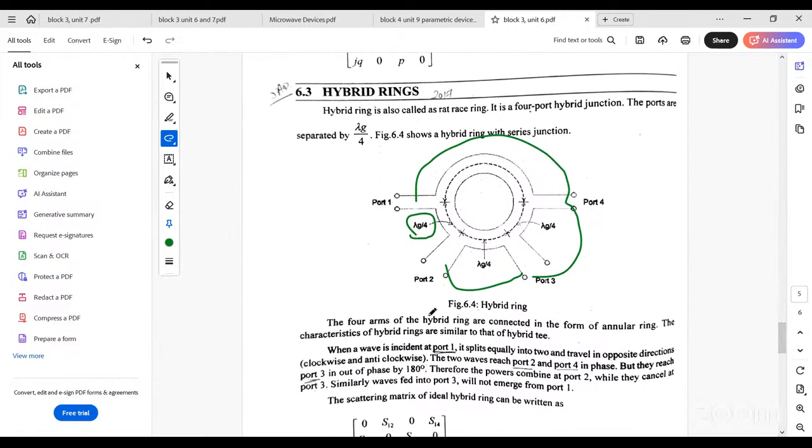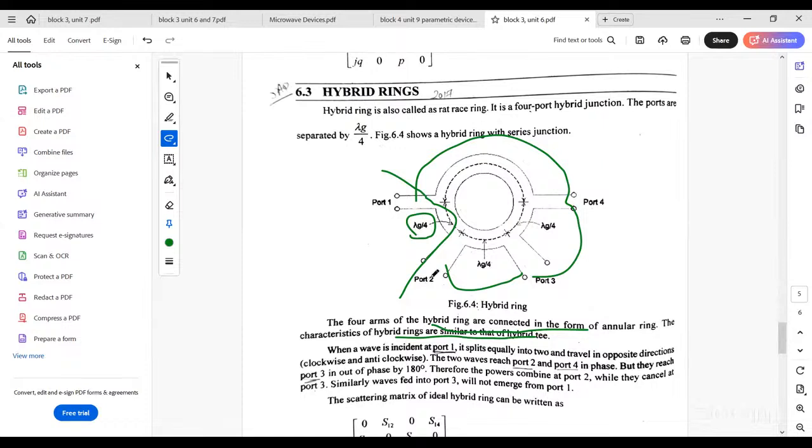The 4 arms of the hybrid ring are connected in the form of a ring. The characteristics of hybrid ring are similar to hybrid tree. Now we will see its working. When a wave is incident on port 1, where will it exit? I am giving input at port 1, it will exit at port 2.